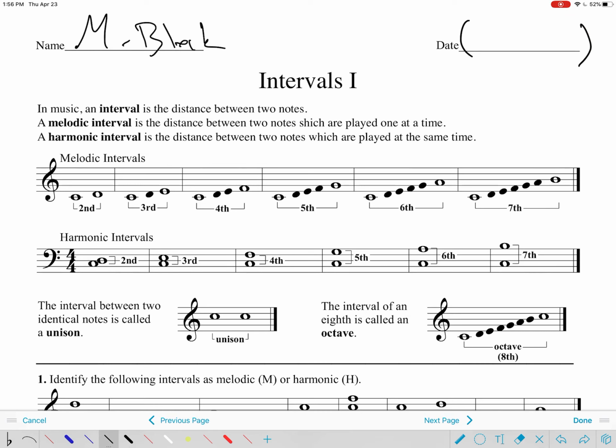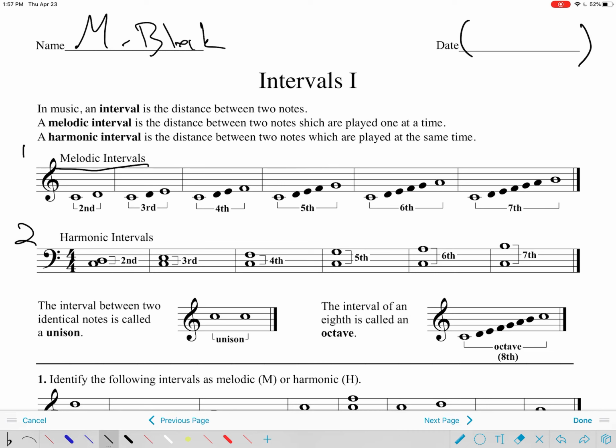Intervals number 1. In music, an interval is the distance between two notes. A melodic interval is the distance between two notes which are played one at a time. And a harmonic interval is the distance between two notes which are played at the same time. So we have two examples here, 1 and 2.